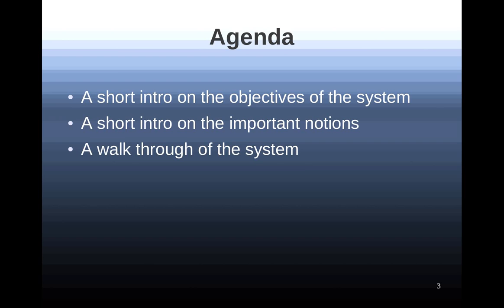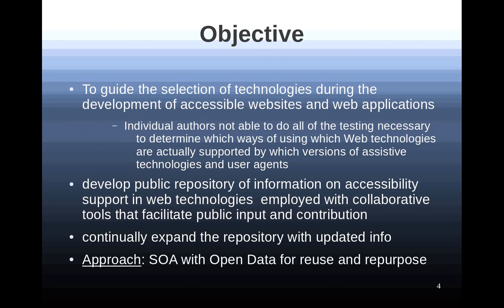Okay, we're going to see a short introduction on the objective of the system, a short introduction on the important notions of the system, and a walkthrough of the system. The objective of the system is to guide the selection of technologies during the development of accessible websites and web applications. And this is because individual authors are not able to do all of the testing necessary to determine which ways of using which web technologies are actually supported by which version of assistive technology and user agents.